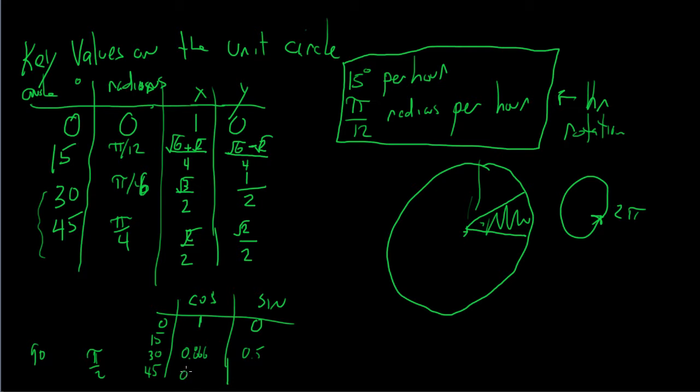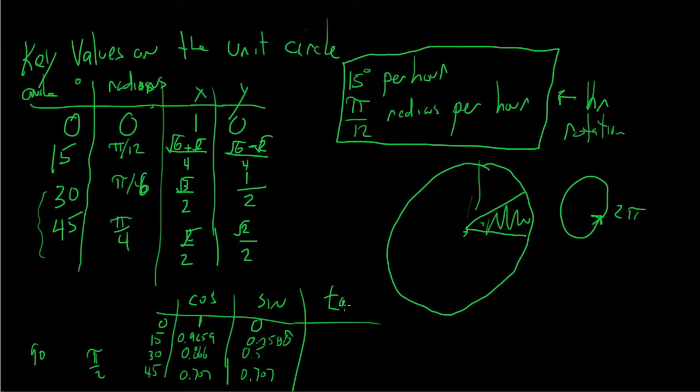At 45, it's 0.707, 0.707. And you go back to here, and by the time you work all this out, you get 0.9659, and then 0.2588. You do this even though you know the definition of tangent is sine over cosine.